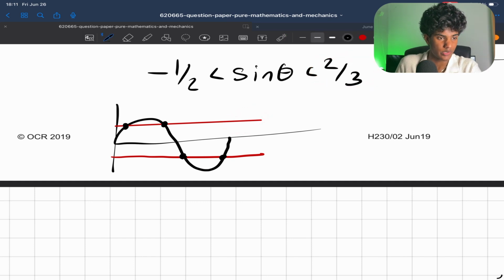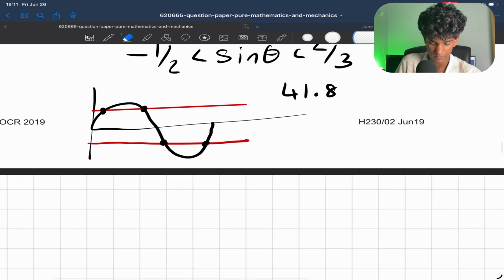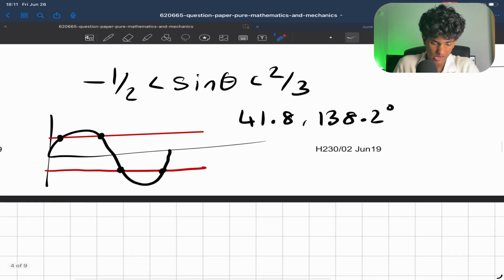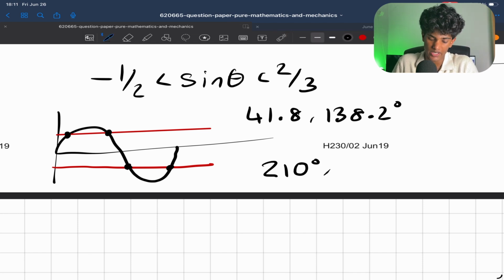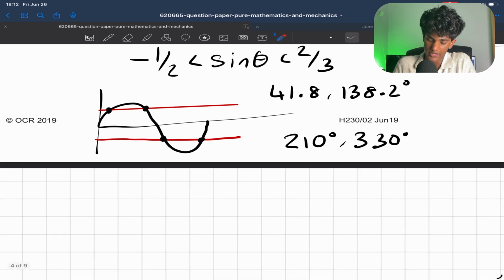Sine inverse of 2/3 is 41.8. And the next point where sine theta equals 2/3 is 180 minus that, which is 138.2. And now let's do the minus 1/2 bit. So sine inverse of minus 1/2 is 210. And the next point where sine is minus 1/2 would be 540 minus this, which is 330 degrees. So now we have the coordinates of all of these points.